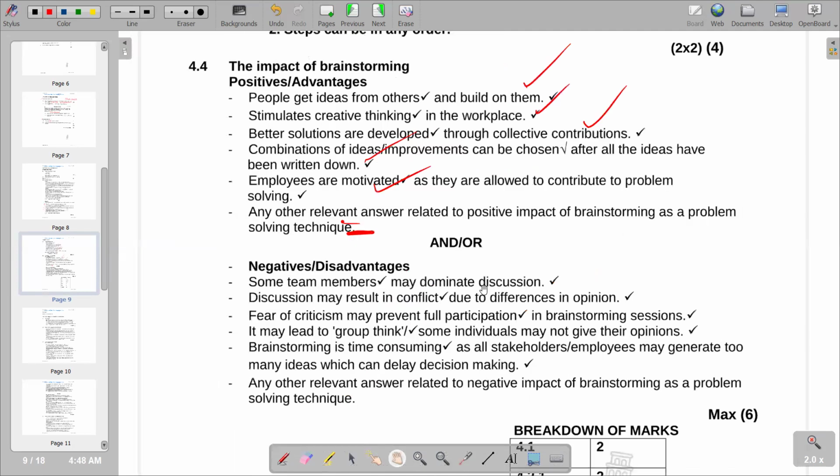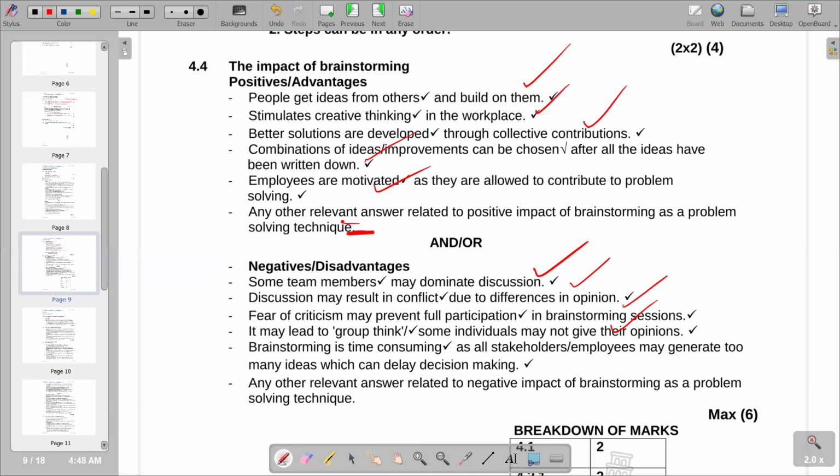Then we go to the negative part, which says some team members may dominate discussion. It can be a negative that you only see a few individuals dominating the discussion due to difference in opinion, and it may lead to grouping. Some individuals may not give their opinion. You are going to see that some individuals are passive and won't contribute anything. So that's typically some of the problems that might be faced during the process.